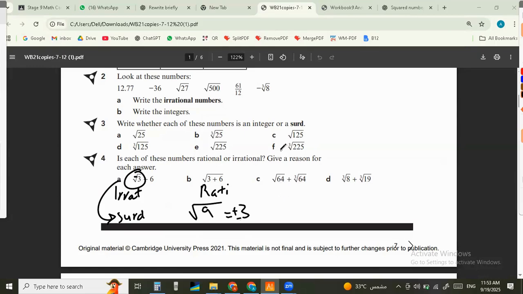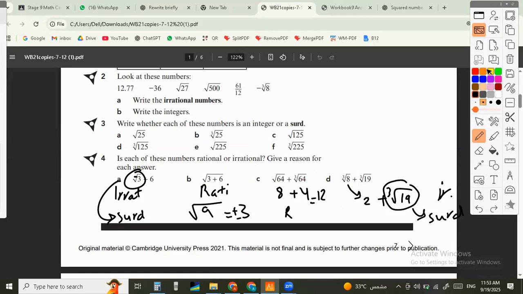Here, is it rational or irrational? Mister, the square root of 64 is 8, plus the cubic root of 64 is 4. So yes, it is rational because it is equal to 12. Cubic root of 8 plus cubic root of 19. Mister, this is 2 plus the cubic root of 19. I cannot simplify it, so, mister, it is irrational. Why? Because the cubic root of 19 is irrational. Good. Next.